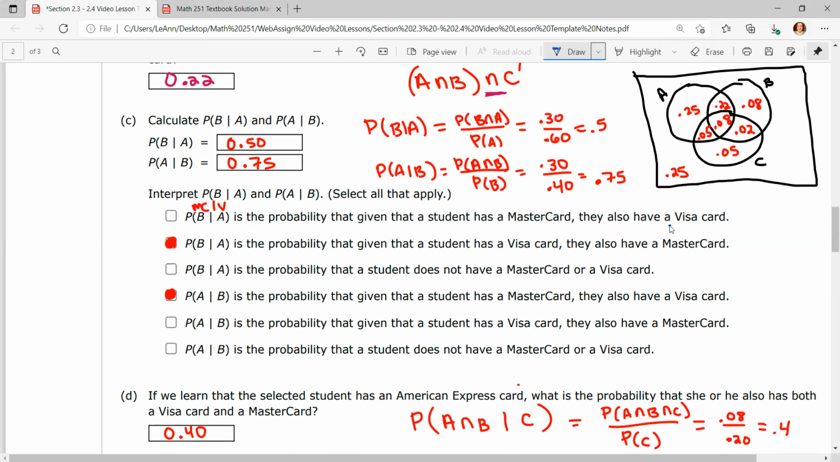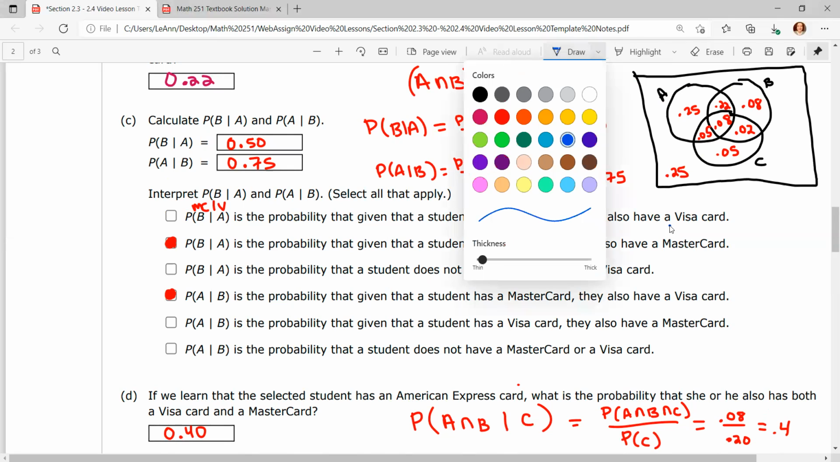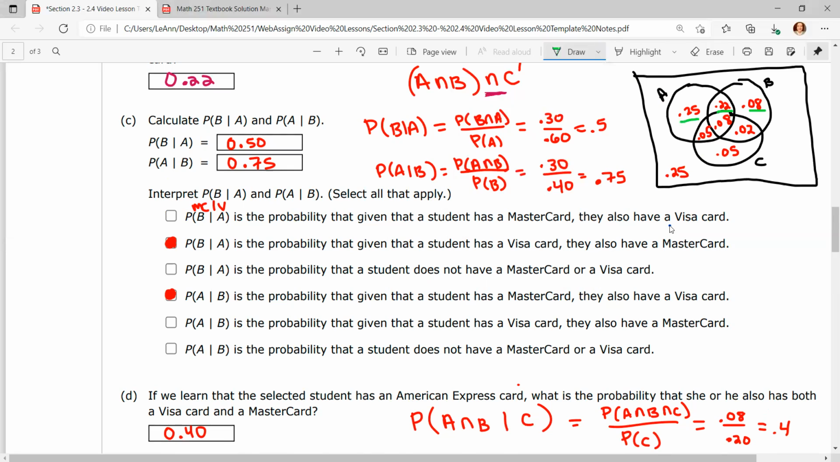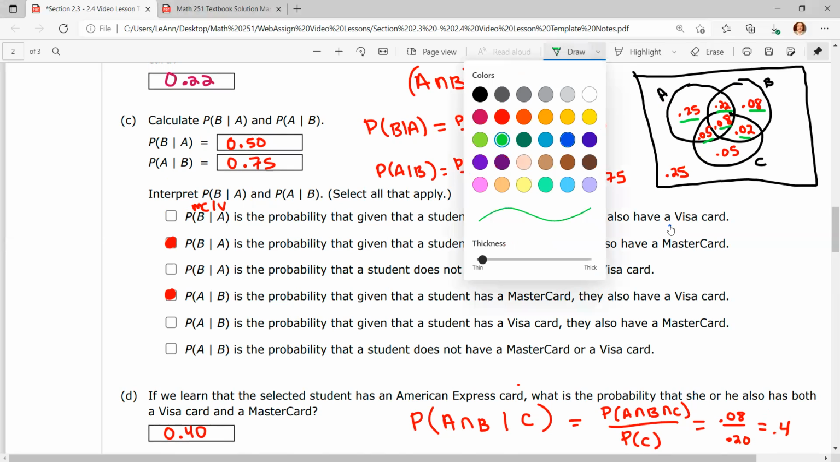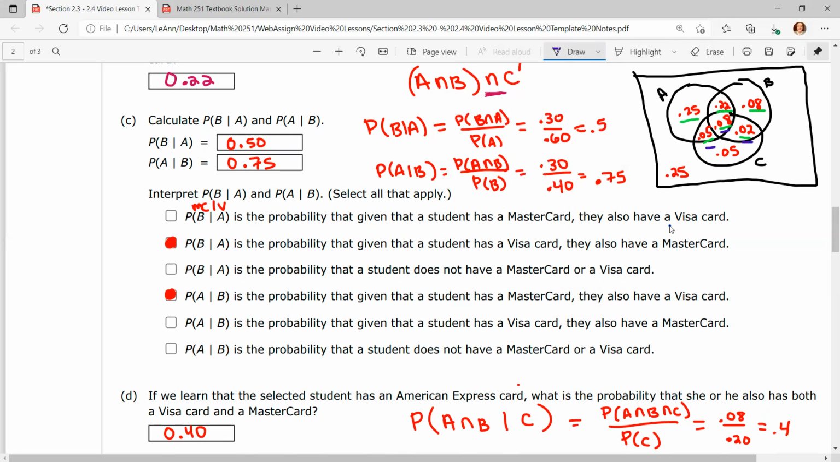So let's use a different color again. A union B is all the ones I'm underlining. We're trying to intersect that with just the ones that are in C. So C is here, here, here, and here. So it looks like these three in the middle are going to be our places where the union of A and B is going to intersect with circle C.